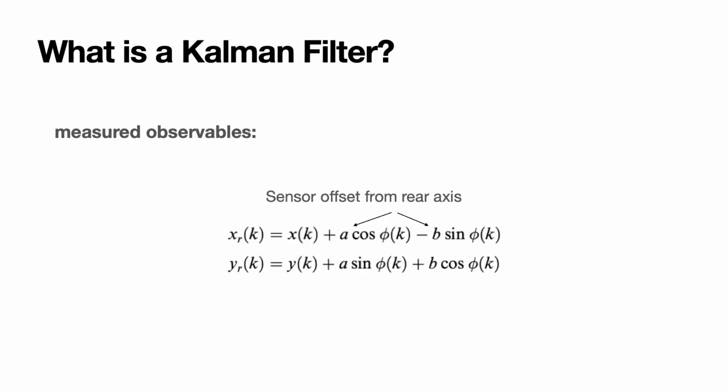As you can see, the sensor position in x and y coordinates is a time-dependent function. Those two functions can be calculated by using the two constants a and b, which describe the sensor offset from the rear axis in x and y direction.